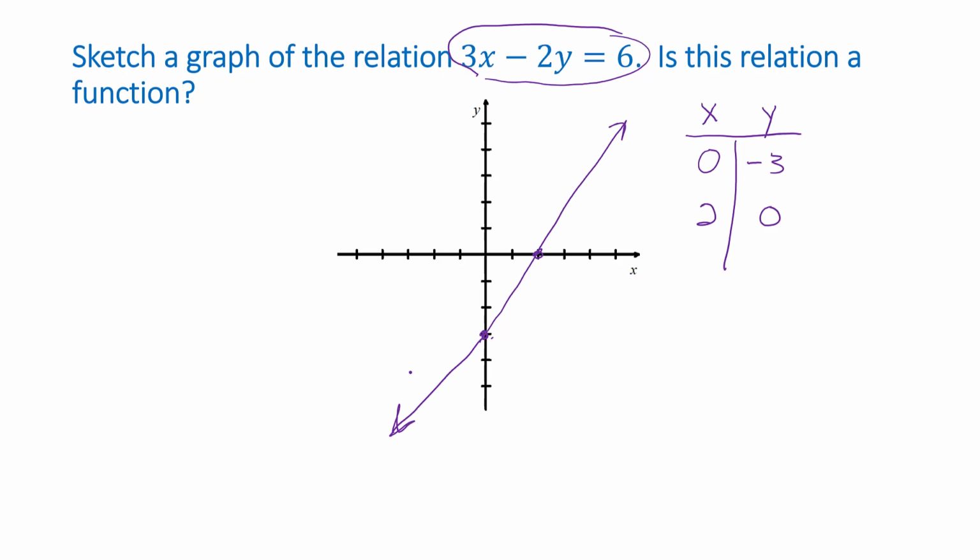So is this relation represented by the graph here a function? Well, if you look at sketching any possible vertical line through this graph, any vertical line that we can draw is only going to cross the graph one time. So we can say, yes, this relation is a function.